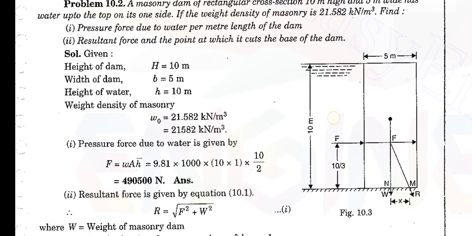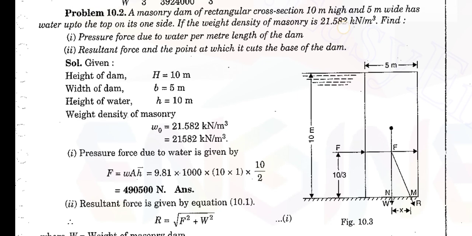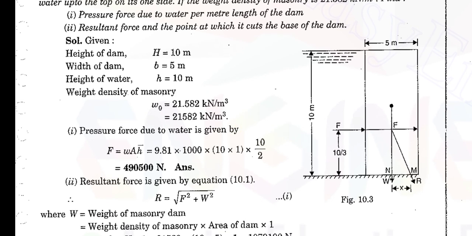So let's see with this problem. Here capital H is 10 meter and small h is the same 10 meters and B value is 5 meters. Here given the weight density is 21.582 kilonewton per meter cube, which is nothing but weight density of the dam. So converting this kilo into the meter cube, so here the kilo will not come. It is 21,582 Newton per meter cube.